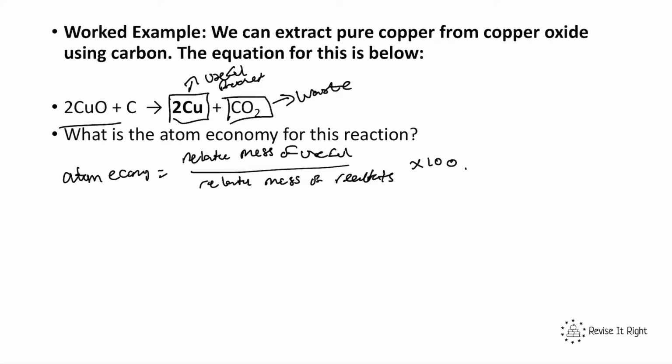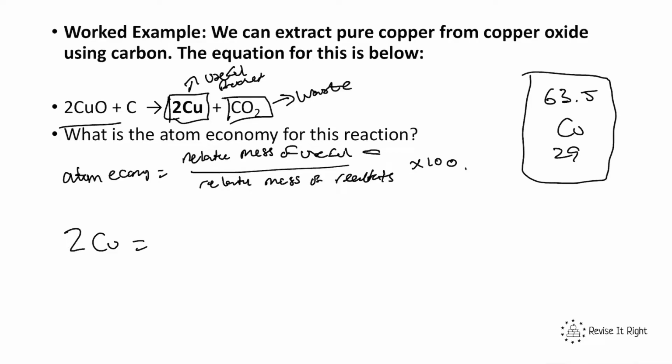So the first thing we need to do then is work out the relative mass of our useful product. So what is useful here? Well, it's copper. And we've got 2 Cu, we've got 2 copper. If we were to look on our periodic table, we'd know, of course, that copper looks like this, 63.5 Cu and 29. So that is copper. Therefore, we know that the mass of one copper is 63.5, but we have 2 coppers, so we're going to do 63.5 times by 2, which gives us 127. So we know the relative mass of our useful product of copper is 127.